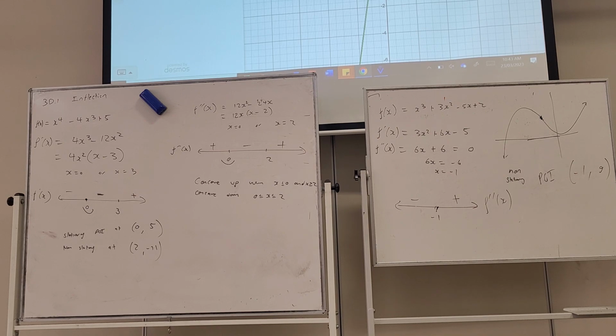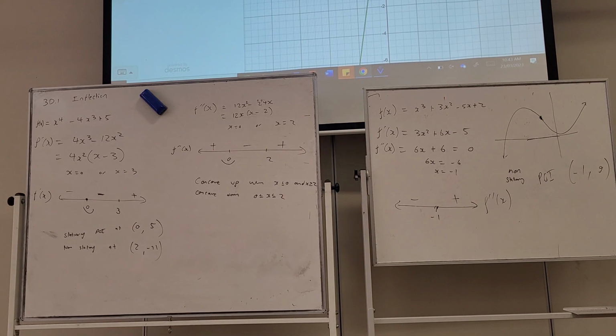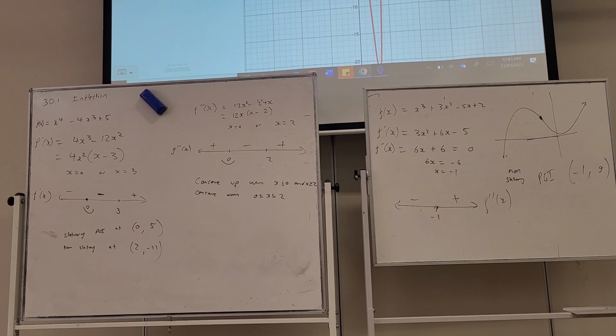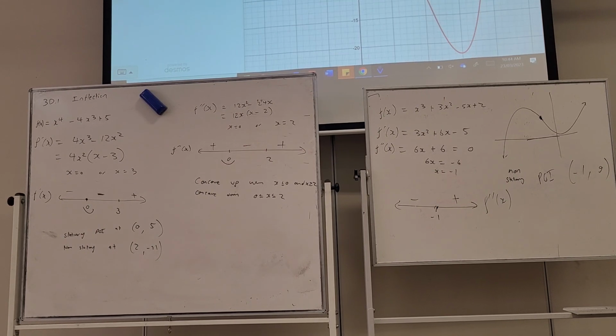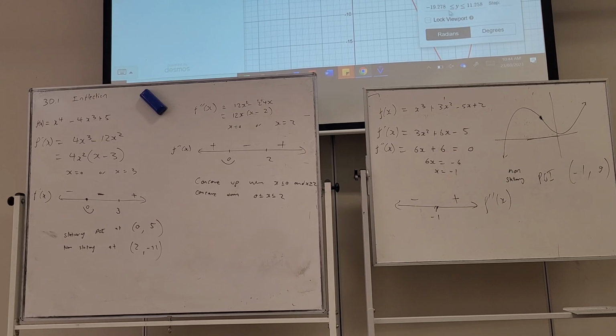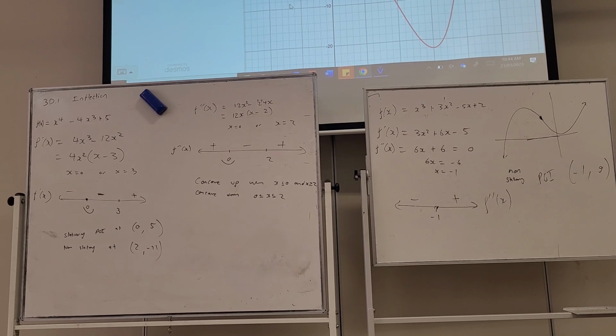So I'm going to sketch that function to show you that all of this is true. So we've got x to the 4, take 4x to the 3, plus 5. And zoom out. I just changed my y value. Let's change x from minus 5 to 5. There we go. I might zoom out a little bit more. That's better. Okay, so let's confirm that this is true.